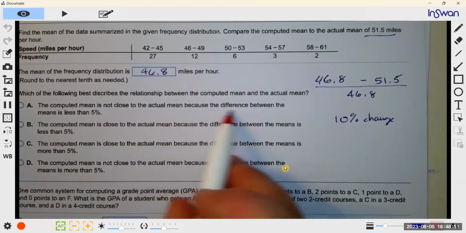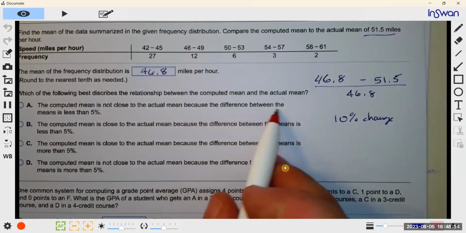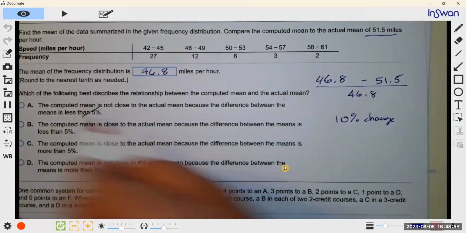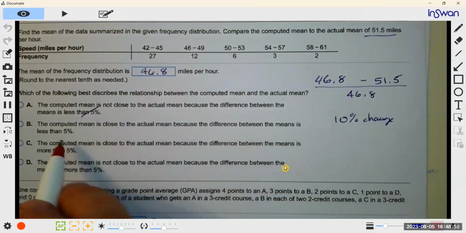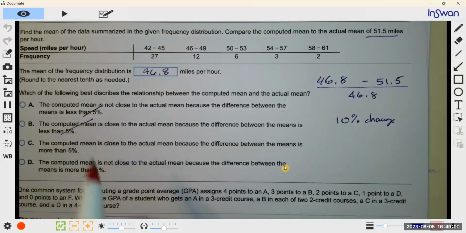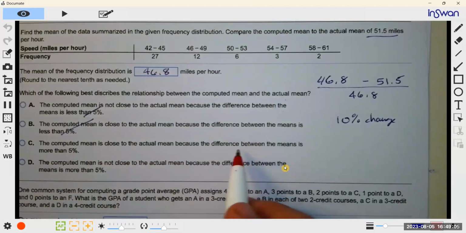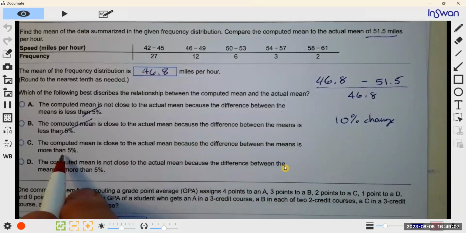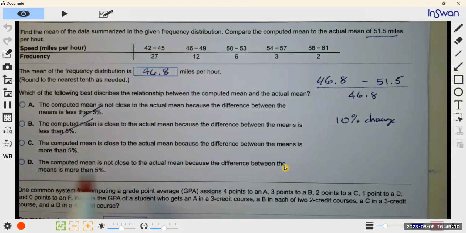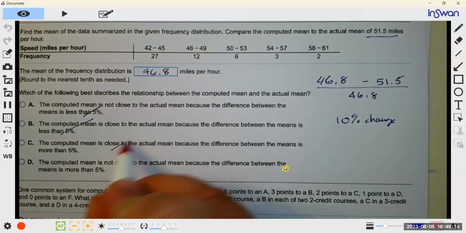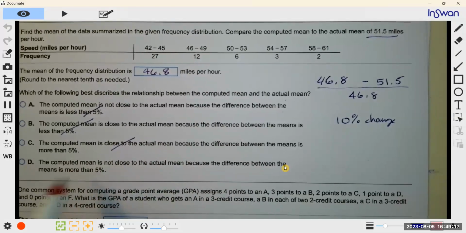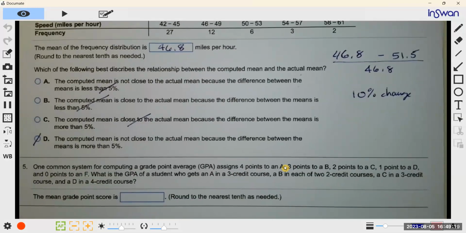It's not close because the difference between is less than, no, it's more than 5%. It's not less than 5%. The computed mean is close to the actual mean because the differences between the mean is more than 5%. No, if it's more than 5%, that's not close. It's not close because it's more than that, so it's D. All right.